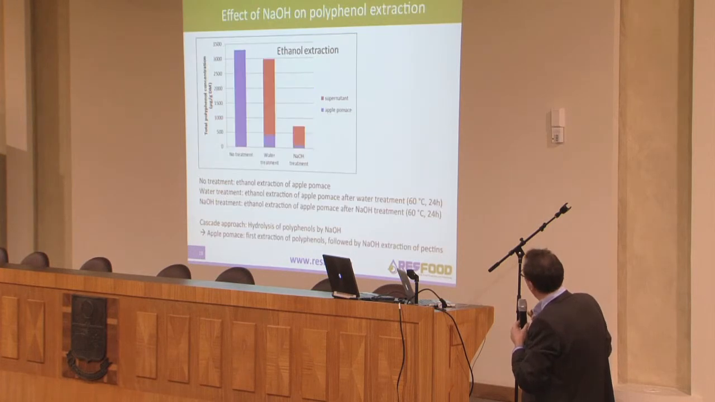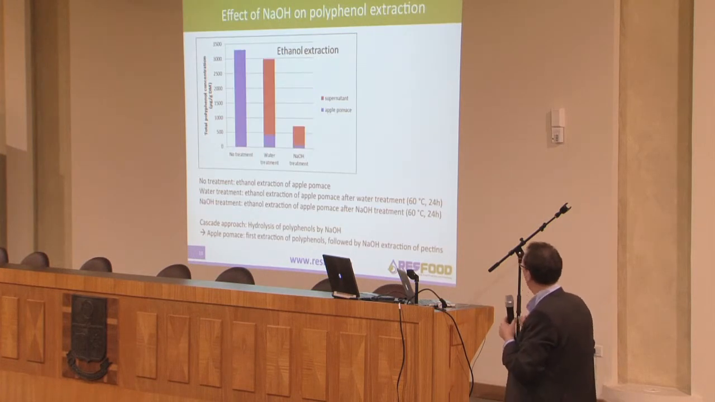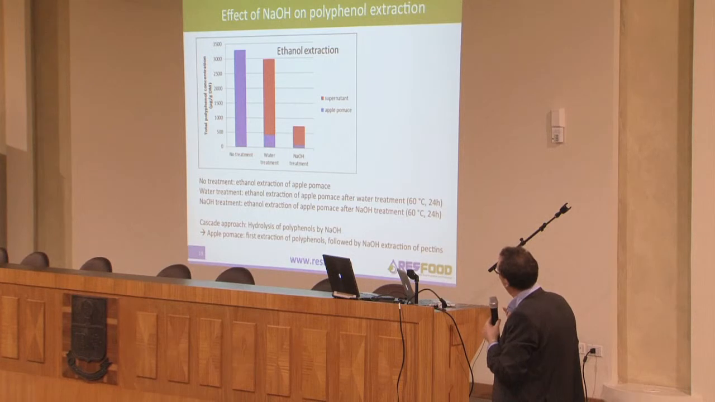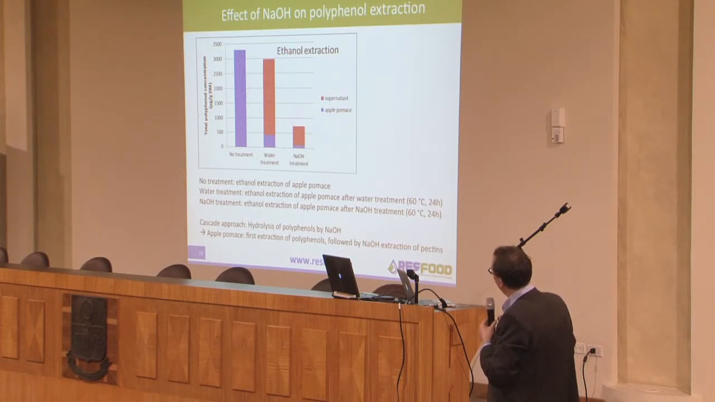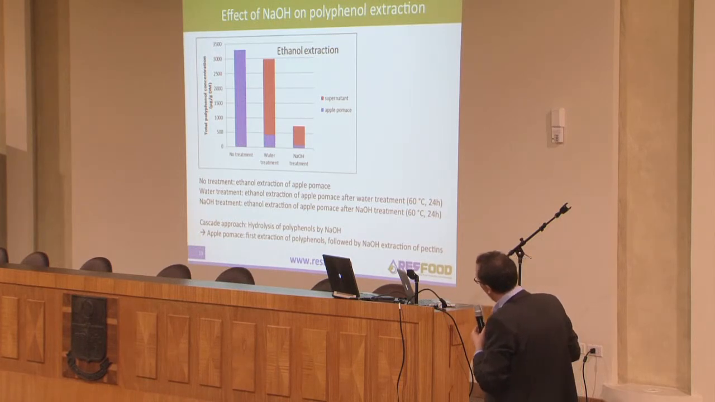And we were thinking, well, what should we do first? Do we have to first extract polyphenols followed by sodium hydroxide extraction, or the other way around? So here we see some data for apple pomace, where we use ethanol as an extraction solvent. Here on the vertical axis, you have the total polyphenol concentration.